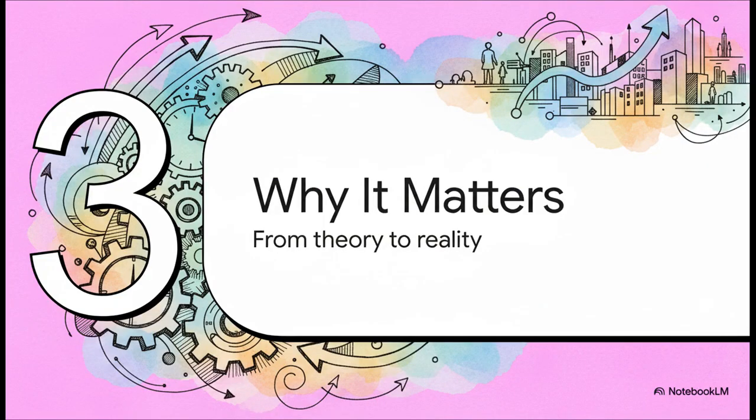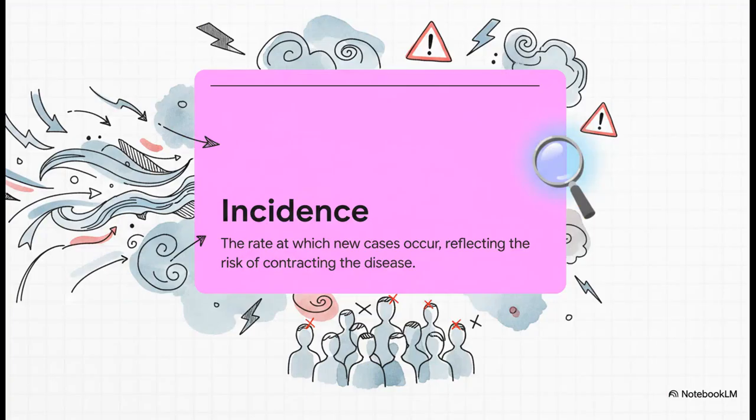Okay, so we've busted the myths. But really, why does this distinction actually matter outside of a textbook? Well, because in the real world, each number tells public health officials something completely different about how they need to respond. Incidence is all about risk. A high incidence means your personal risk of catching the disease is going up. It's a measure of how fast the threat is spreading right now.